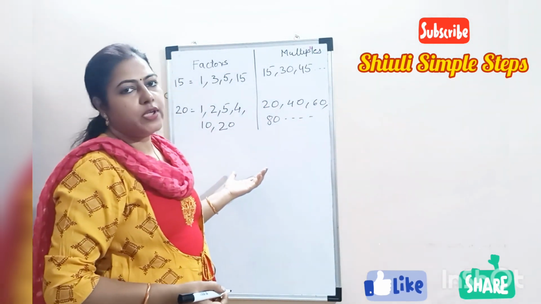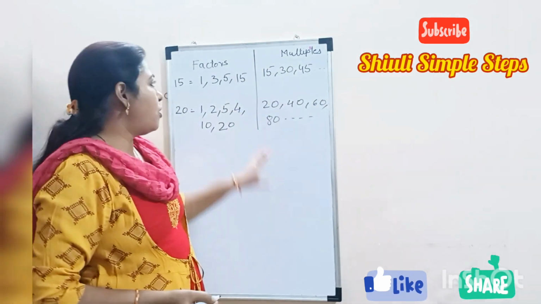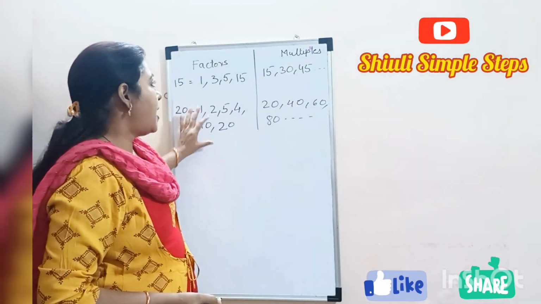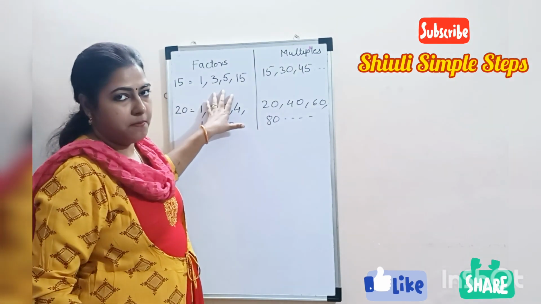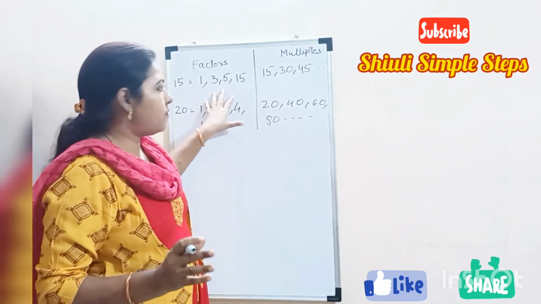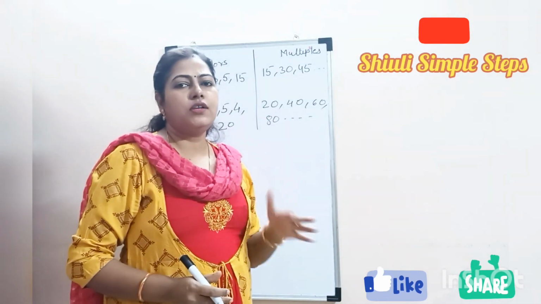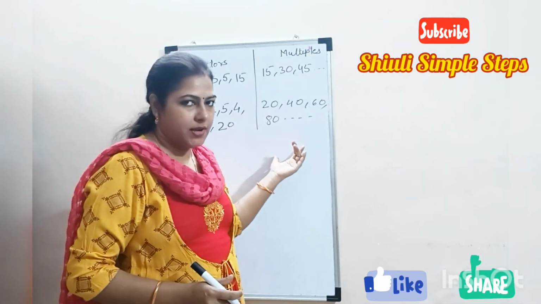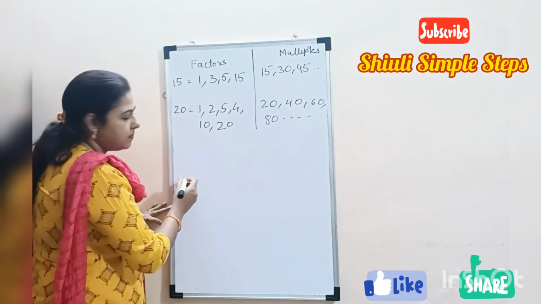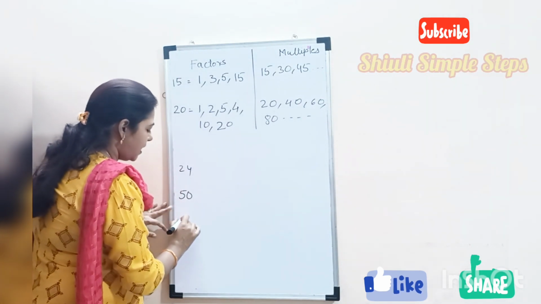In this way, you can find out the factors and multiples of different numbers. From here, you can see that 1 is a factor of each and every number, and factors are limited in number. You can count the number of factors of a given number, but in the case of multiples, we have endless multiples of a given number. Now find the factors and multiples of 24, 50 and 45.